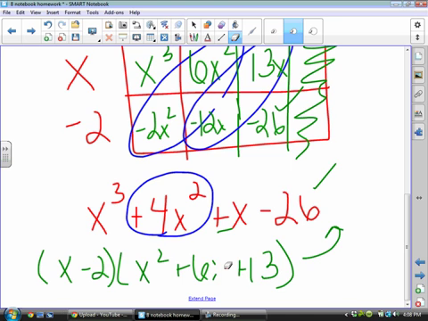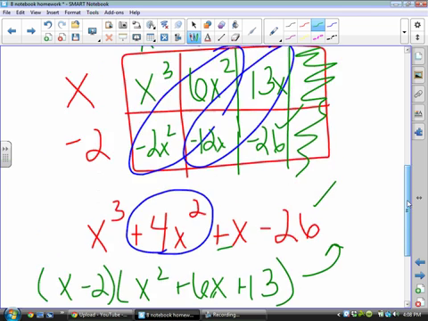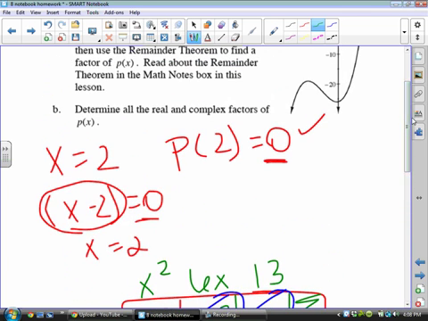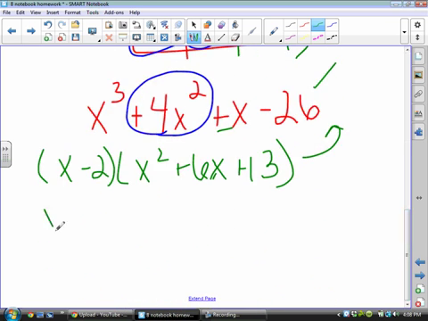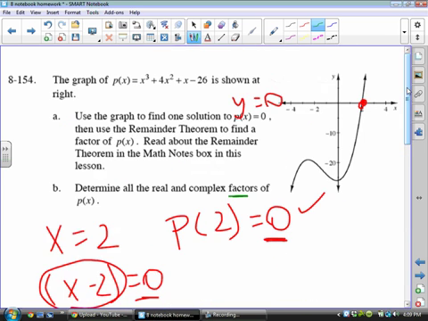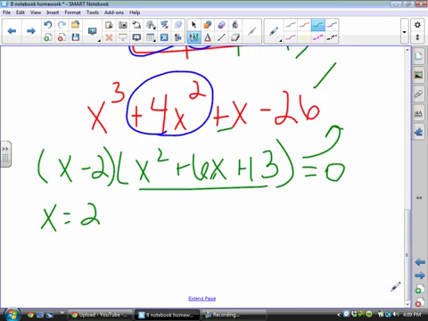So now I have this quadratic quantity, which I need to find the zeros of. Now in the problem it says it wants us to determine all the real and complex factors of p of x. So I want to find the zeros. If I set this one equal to 0, that one's pretty easy. But if I set this one equal to 0, it's not going to turn out nicely. And we can see that from the graph. I know it does not cross again, so it's going to be an imaginary solution right around there. So let's figure out what that is using the quadratic formula.